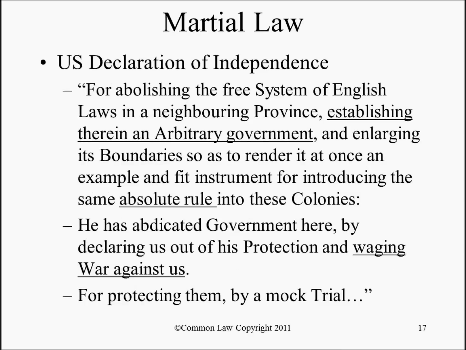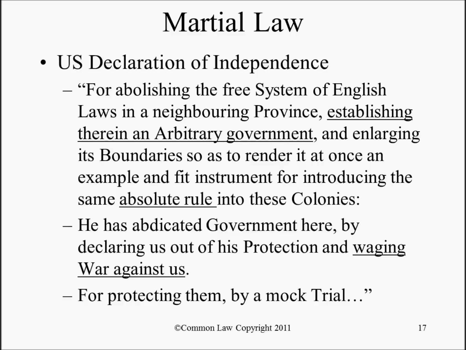U.S. Declaration of Independence, some more stuff, for abolishing the free system of English law in a neighboring province, establishing therein an arbitrary government and enlarging its boundaries so as to render it at once an example and fit instrument for introducing the same absolute rule into these colonies. Well, gee, that sounds like a tyrant. That sounds like a military dictatorship, people.